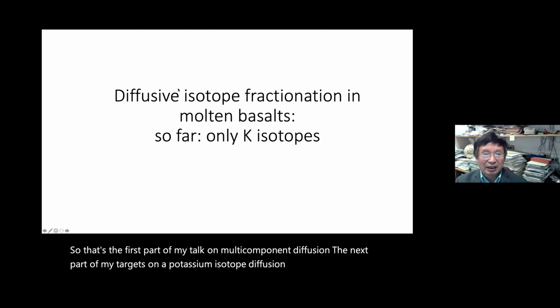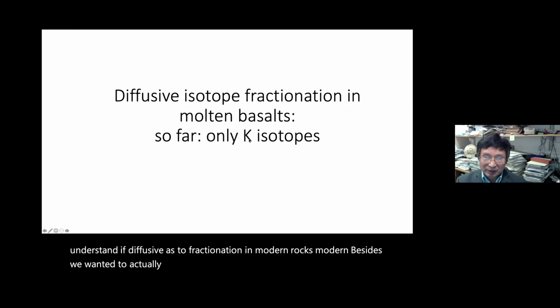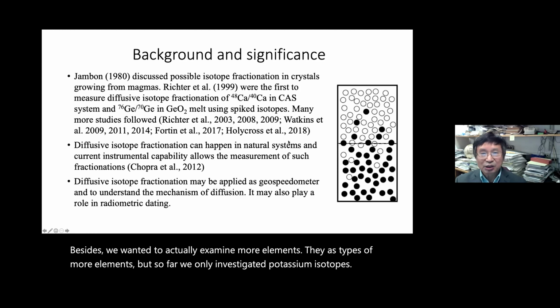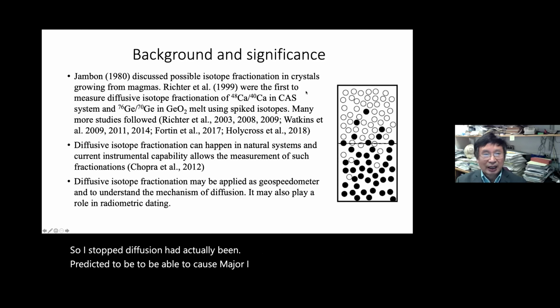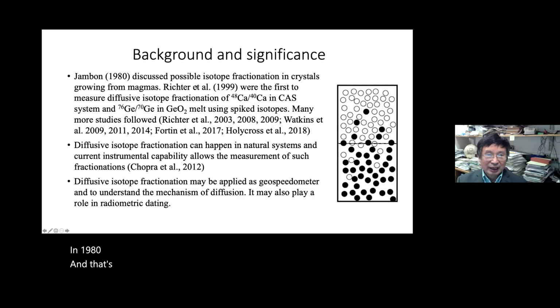So we want to understand diffusive isotope fractionation in molten rocks, molten basalts. We wanted to examine the isotopes of more elements, but so far we only investigated potassium isotopes. Isotope diffusion was predicted to be able to cause a major isotope fractionation in 1980. That's by Zhang. And then Richter et al.